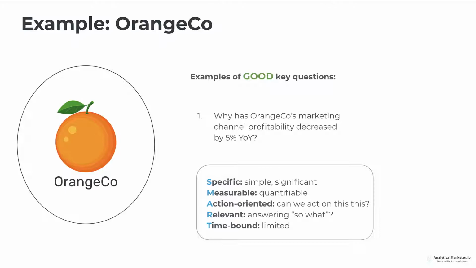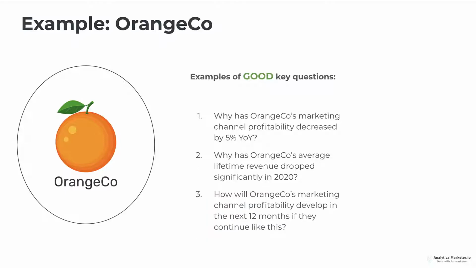However, as I said before, this is a question from an ideal world. And in real life, you will often have questions which don't meet all the criteria, but which are still valid and good. So let's have a look at some of those examples. As such, number 2 is missing a measurable metric. We are just asking why it dropped in general and not by how much. However, I would argue it is still a valid question as it fulfills all the other criteria and the answer to it is definitely actionable.